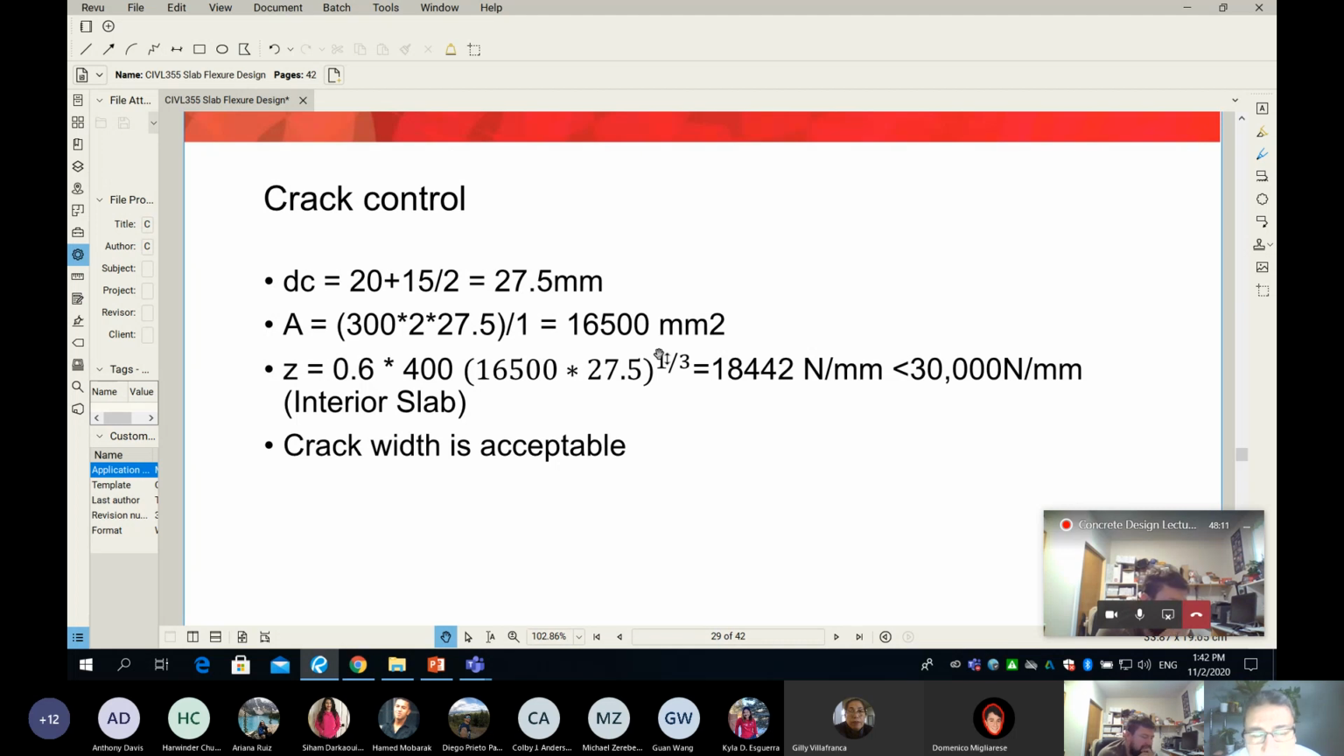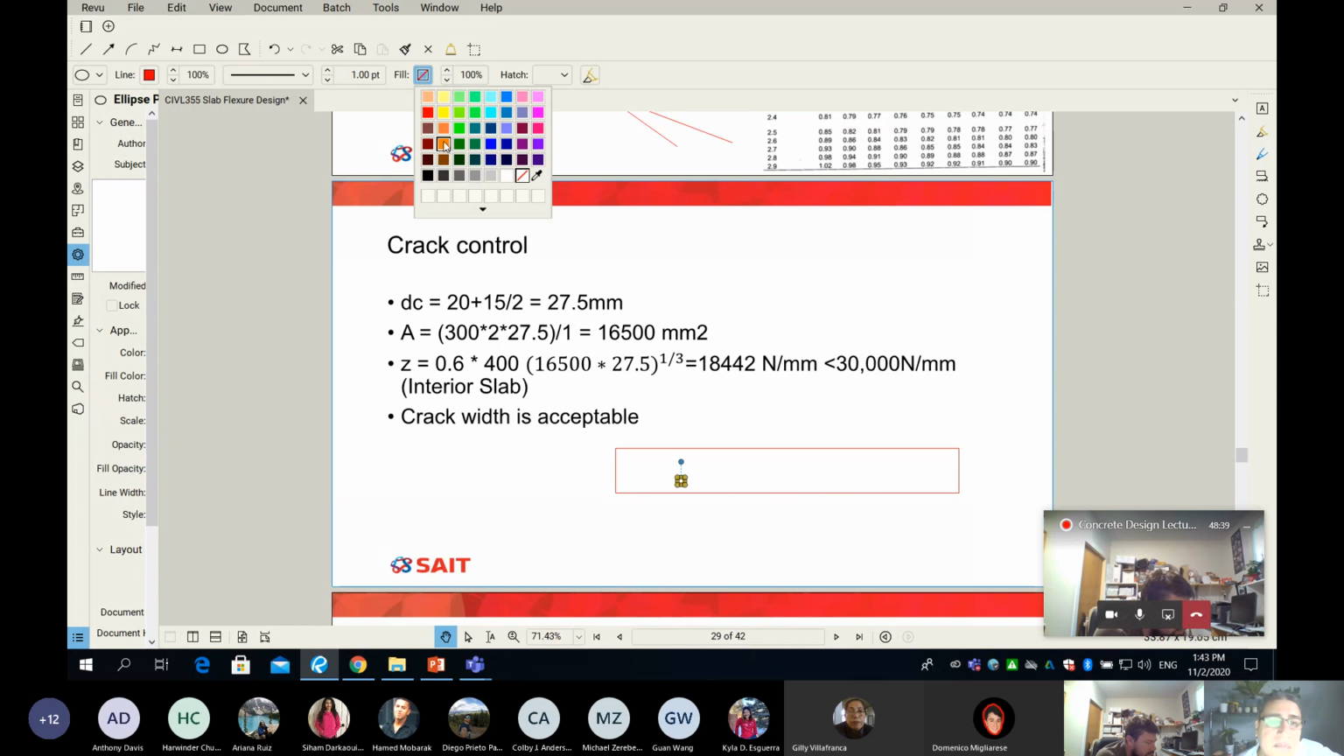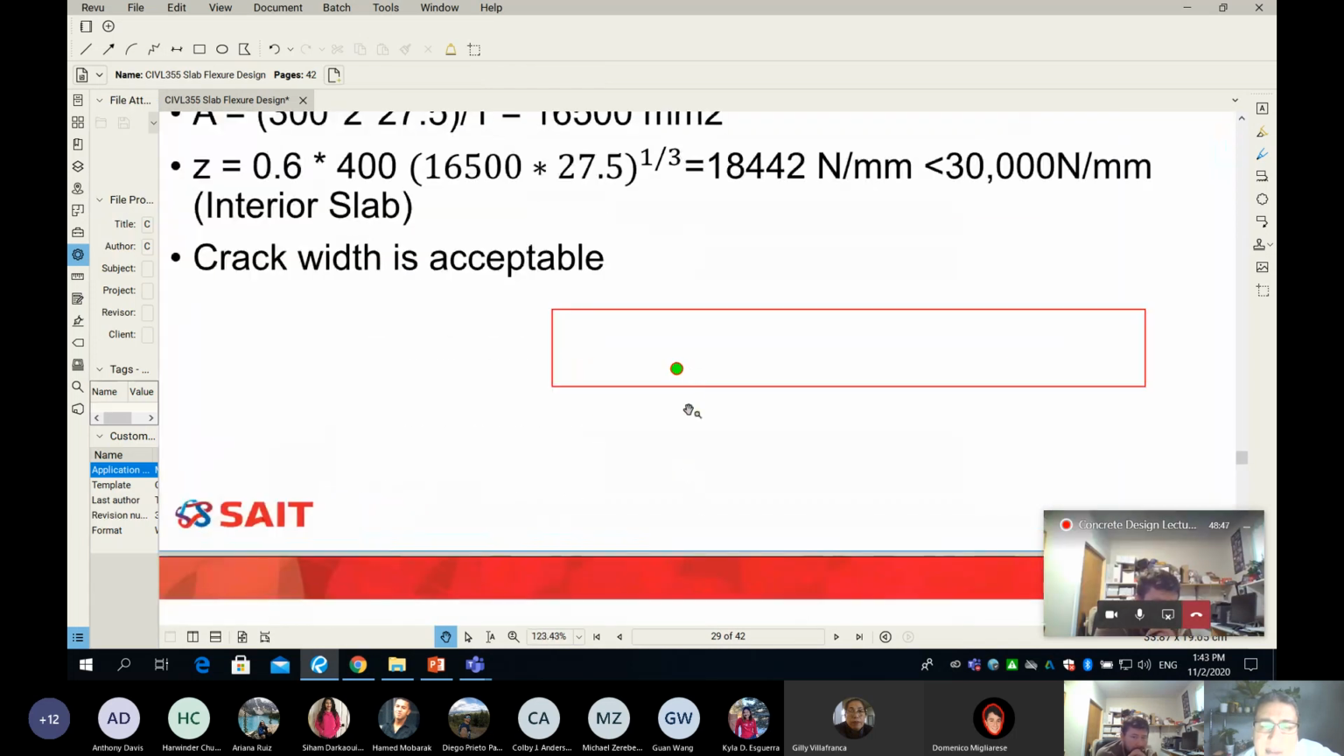So as usual, if you guys remember, I know that this was maybe 2 weeks ago or maybe more than a week ago. So we have to find something called the DC, which is the distance from, probably I need to remind you. Let me quickly draw here a quick cross section. So let's say that's a cross section in my slab, and let's say this is some bar here. Okay. You guys remember what is my DC?